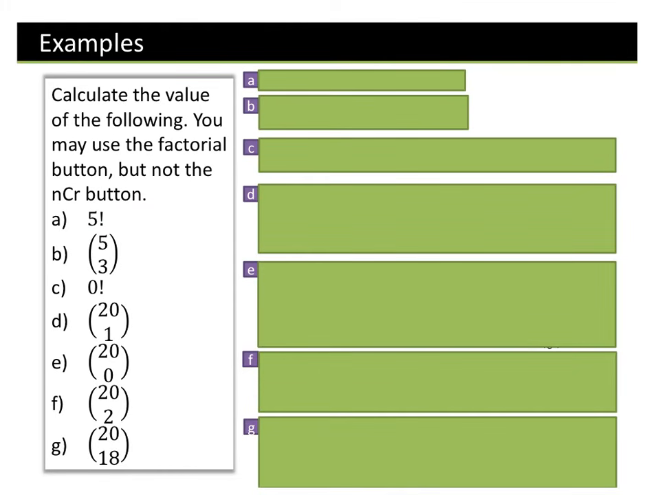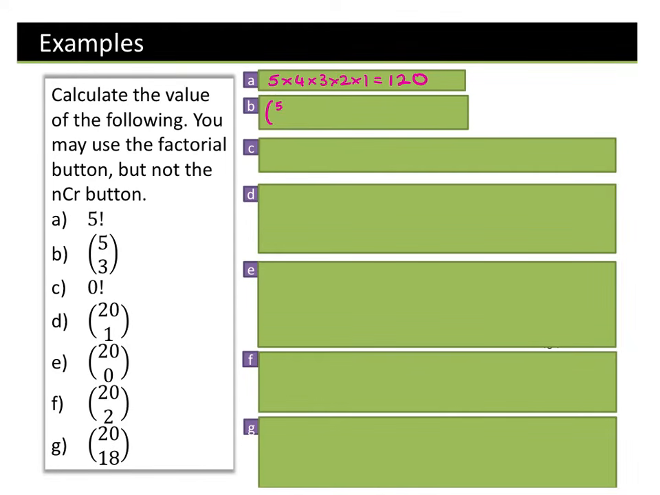Now, I want you to calculate these. You're not allowed to use the NCR button. You have to either use factorials or your brain. Okay? For example, A, 5 factorial. We know 5 times 4 times 3 times 2 times 1, which is 320. I was going to say, that sounds a bit much. Yeah, 120 sounds about right. Well done. Okay, 5 choose 3.